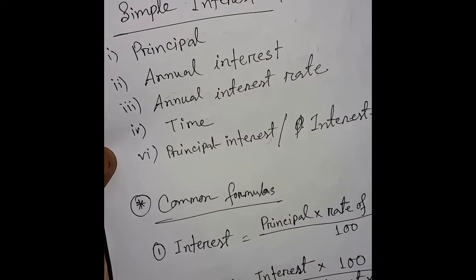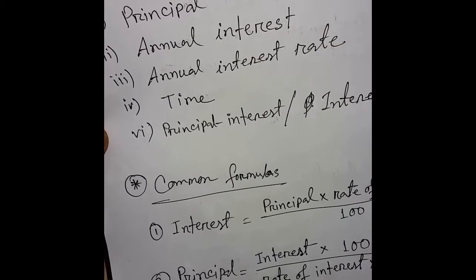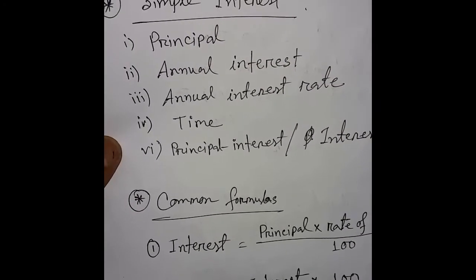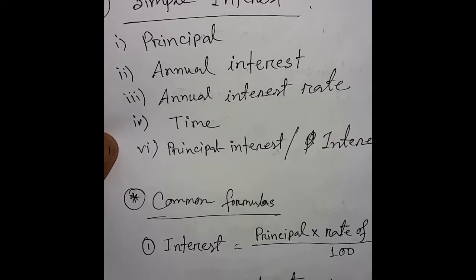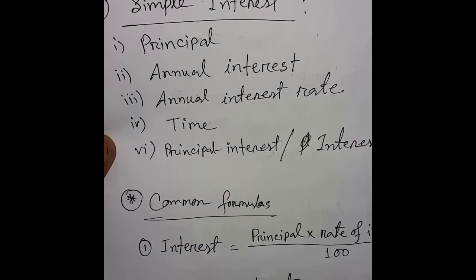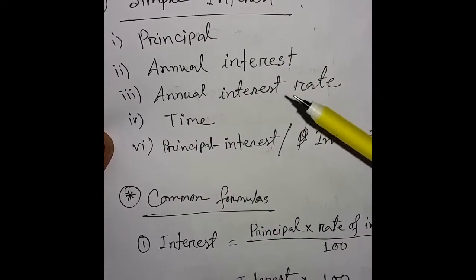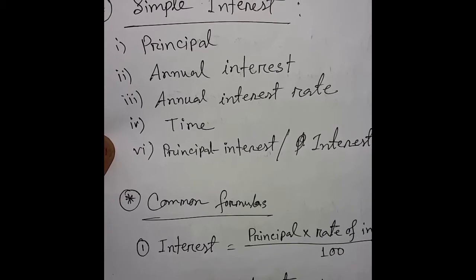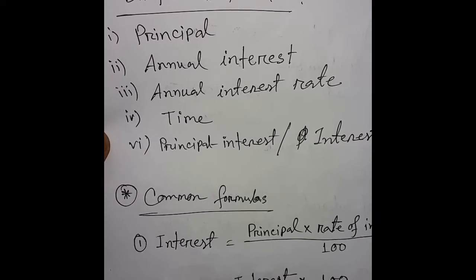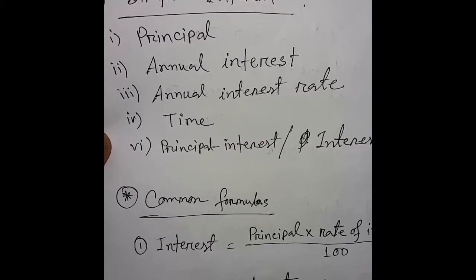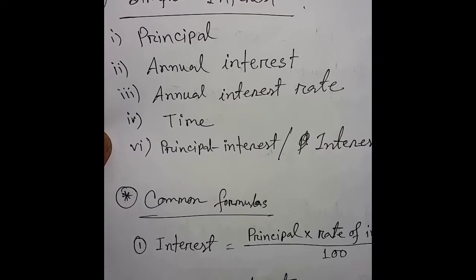Then comes annual interest. Annual interest, we can say interest, normal interest, barshik. In Bangla you can say barshik. Annual means yearly. Interest means in Bangla shud or munafa, you can say that. So annual interest, or you can say only interest. Interest means if you deposit 5,000 taka for 5 years, then the bank will give you some extra money for depositing the money in their bank, right? That profit is called interest.